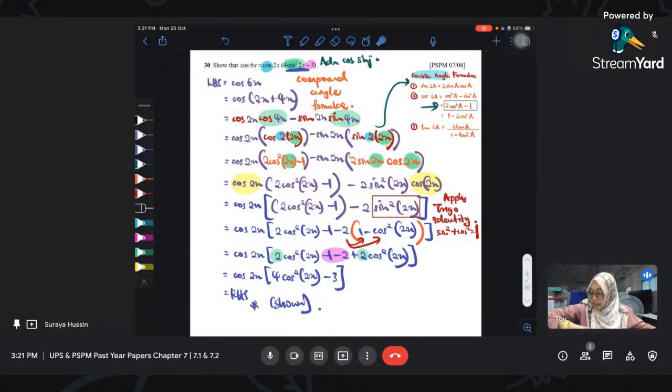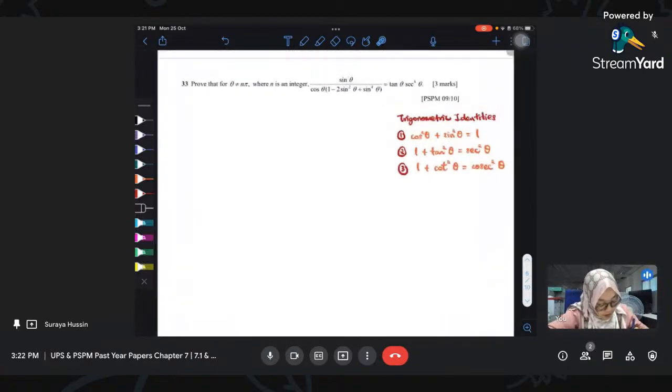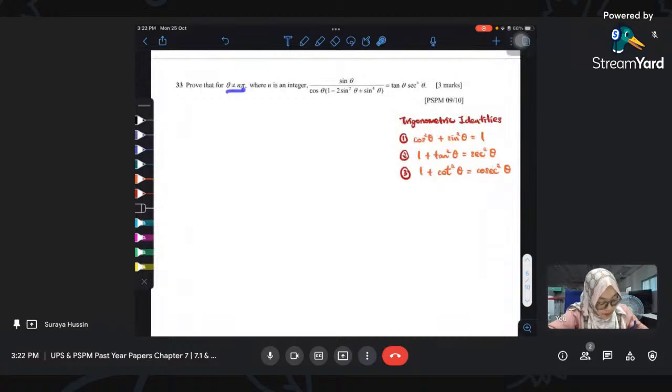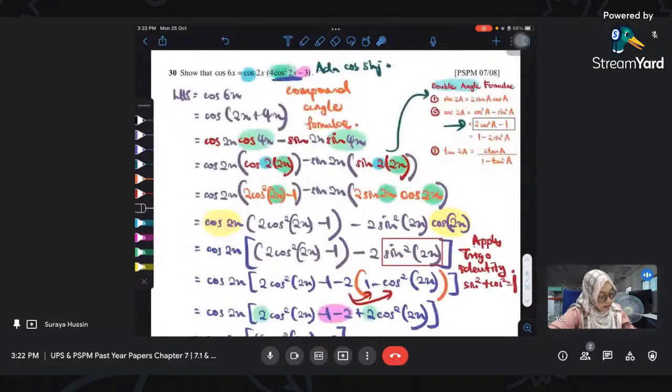Let's go to 33. So now 33. Prove that for theta not equal to n pi, where n is an integer, this is equal to that. Wow. And it's only 3 marks. If it's 3 marks it means it's short. The one above, how many marks is it? Oh, it didn't say. But usually this kind is 5 to 6 marks, the question just now.